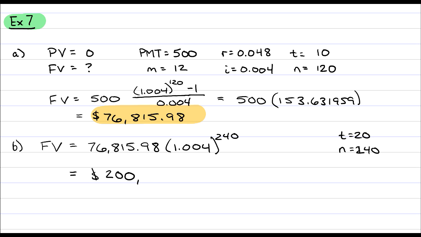And it turns out that he has $200,236.23. So even after Larry stops making payments and just allows it to sit and collect interest, he collects a pretty substantial amount of money in his account.